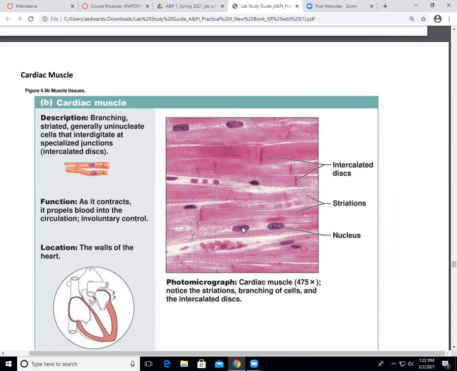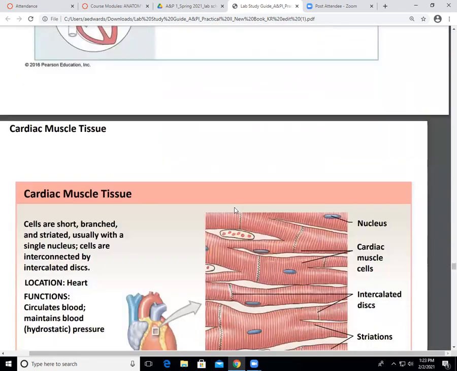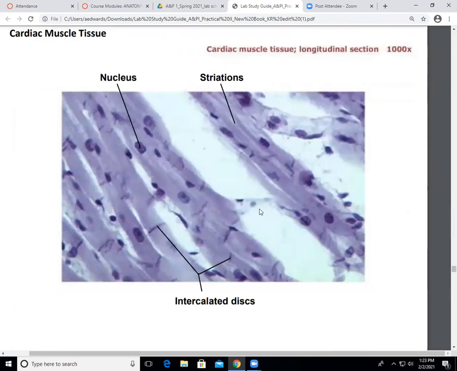All right, so these little lines, like right here, these are intercalated discs, and they allow the cells to talk to each other. And so you can kind of see here, these are some branch off points, okay? If you see that, that's cardiac muscle. Again, you can see the branching well in the picture, and the intercalated discs.